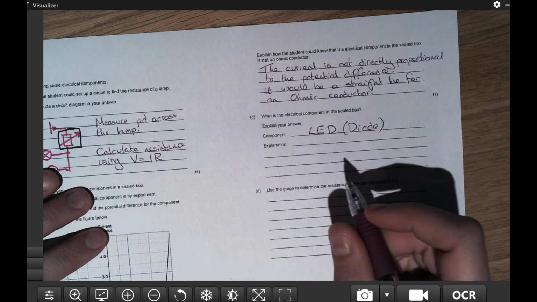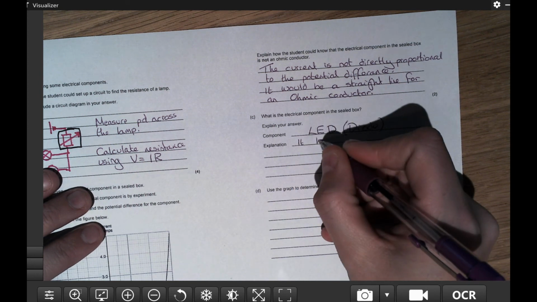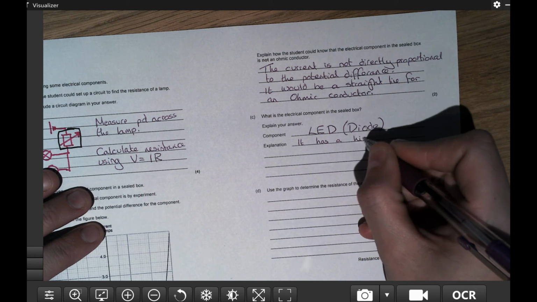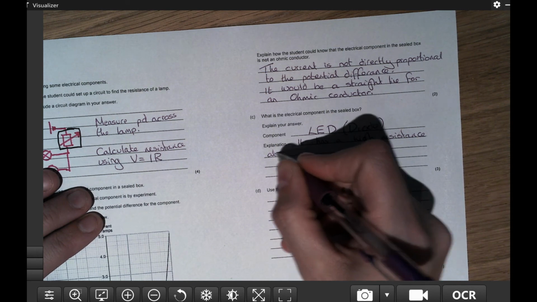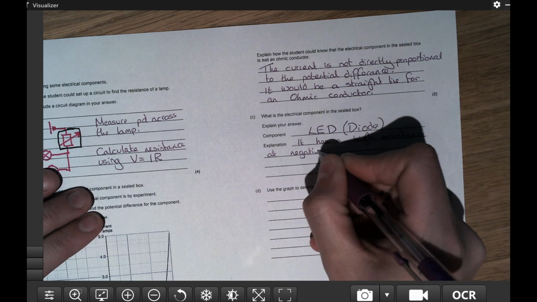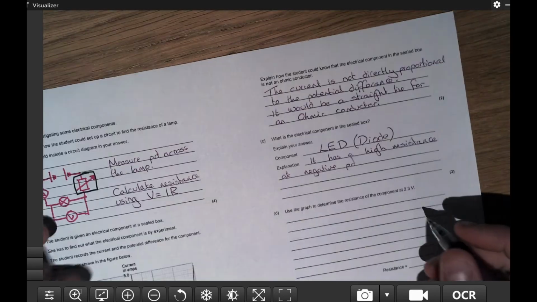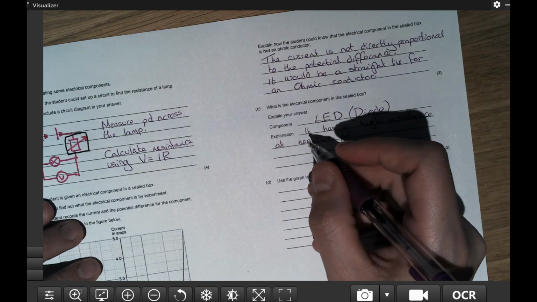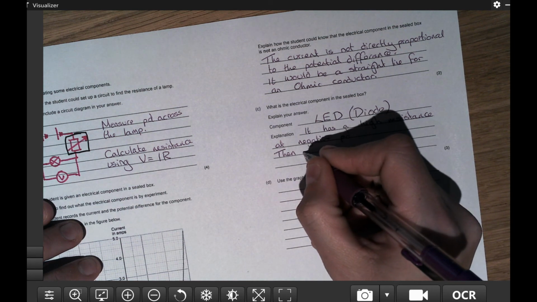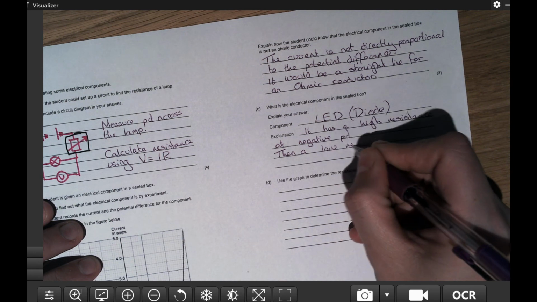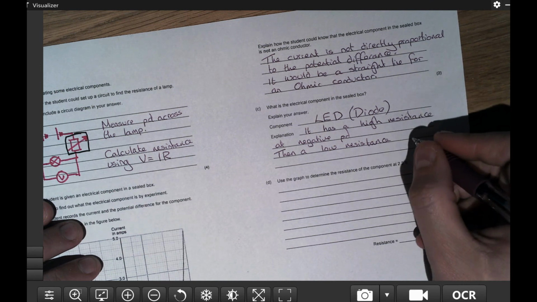And that is because it has a high resistance for negative potential difference. So that is here, this is showing high resistance. And then the graph is curved, and then a low resistance for positive. And that tells us that current can only flow through it one way.